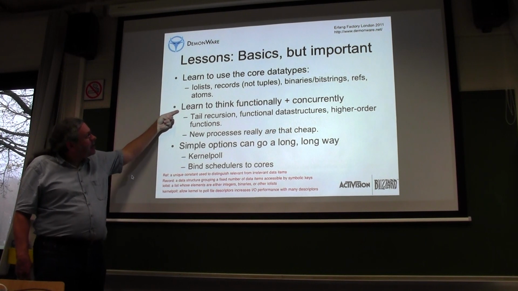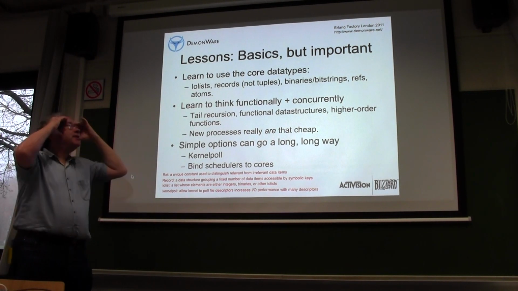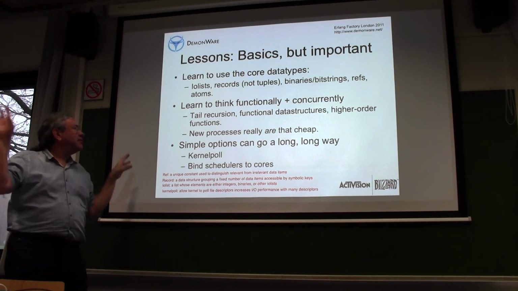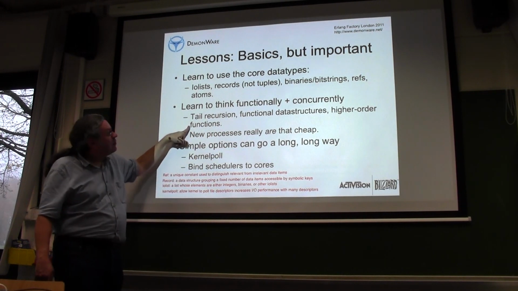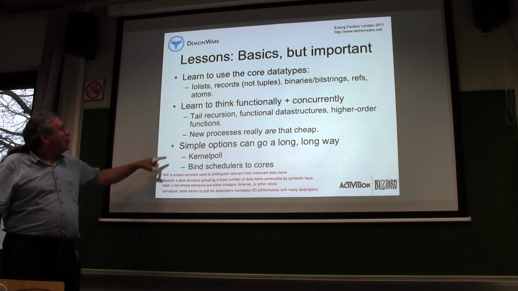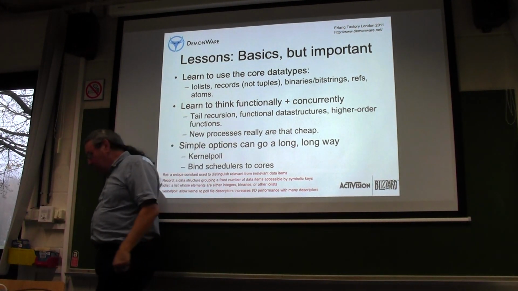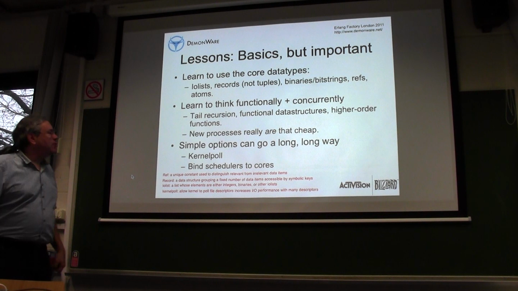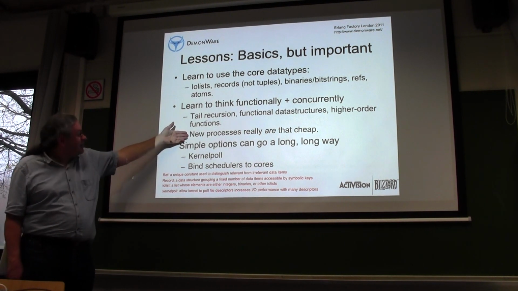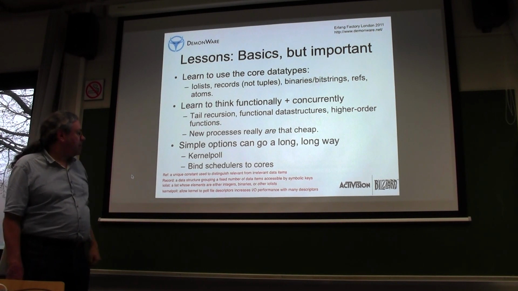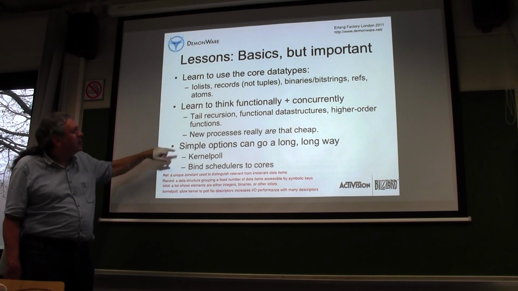Second, think functionally, think concurrently. You have to think concurrently, so forget all the sequential stuff. Tail recursion, functional data structures, higher order, so they use lots of higher order. New processes really are that cheap. That's something people who are used to programming Java don't really believe, that a process can be extremely cheap, and they really are, he says. Okay? So simple things can go a long way.